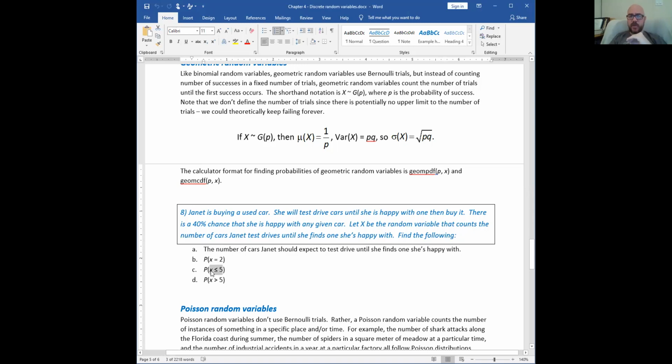So this is going to be geometric CDF of 5. And then this one is going to be 1 minus geometric CDF of 5, because it's the complement of that one. So let's go to the whiteboard and write these things down.